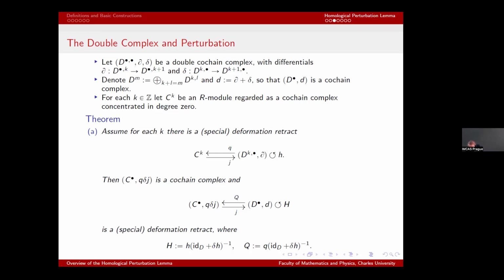So this is where I wanted to draw this picture. These are the modules in my double complex. I have the differentials going like this. These are the vertical differentials, delta, and these are the horizontal differentials, denoted partial.